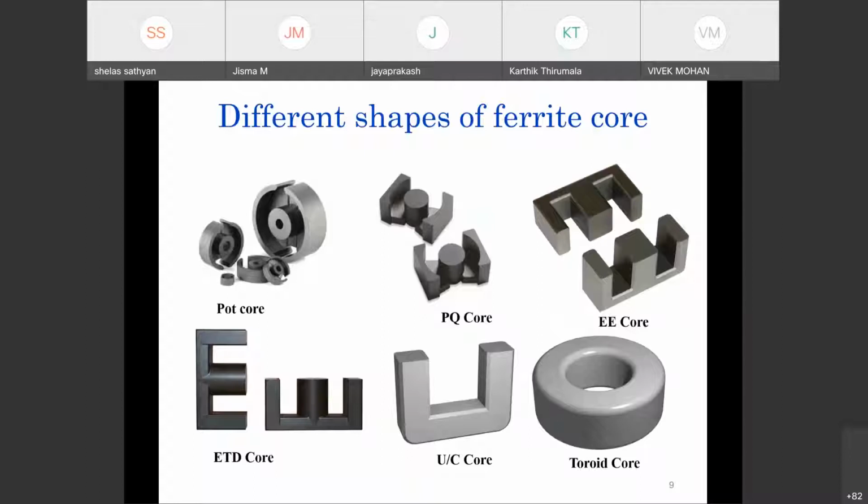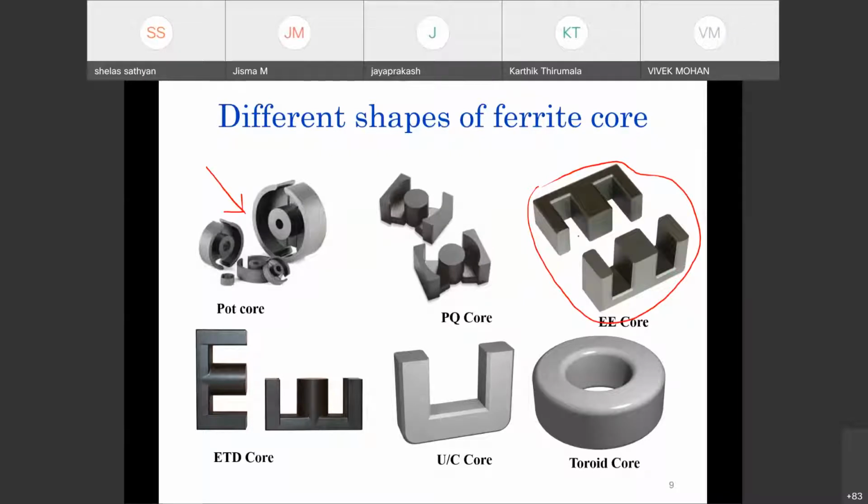As I told, the ferrite cores are available in different shapes. Some of the commonly available ferrite cores in our local market, I just put here. One is the pot core. You can see from the shape, it is quite circular in nature. And this is the most popular EE core. You could see it has 3 limbs, and each limb is a square shape.